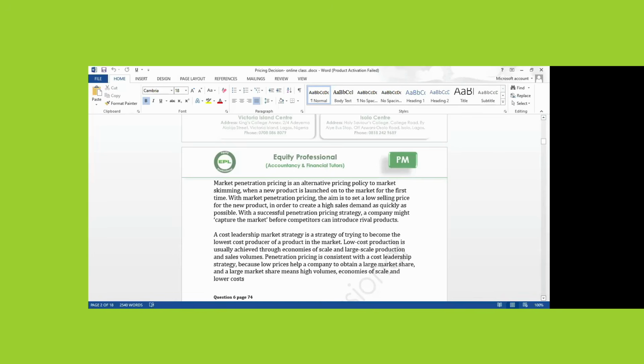These are the two methods that are mostly used when launching a new product. All right. We still have others. We are still going to discuss the theoretical approach to pricing.